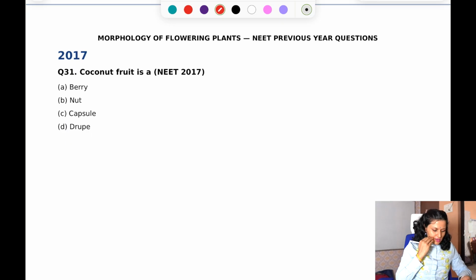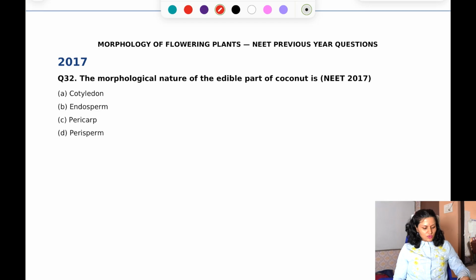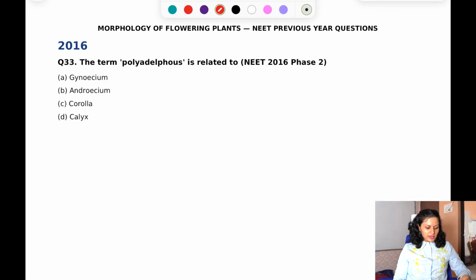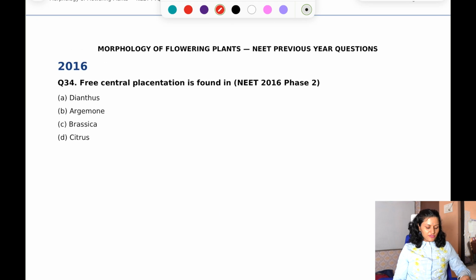Coconut fruit is a drupe. Question 31. Answer is D. Next, question number 32. The morphological nature of the edible part of coconut is endosperm. Question number 32. Answer is B. Next question, the term polyadelphous is related to stamens, androecium. Question number 33. Answer is B. Question number 34. Free central placentation is found in mnemonic, D and pre are free, Dianthus. Question number 34. Answer is A.